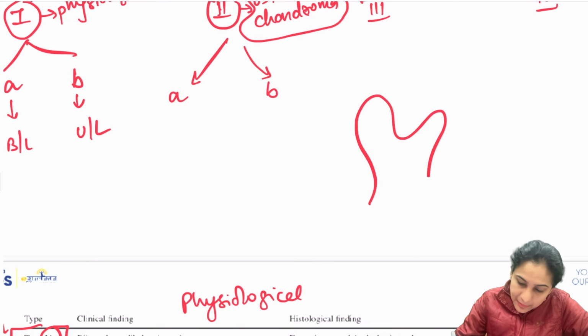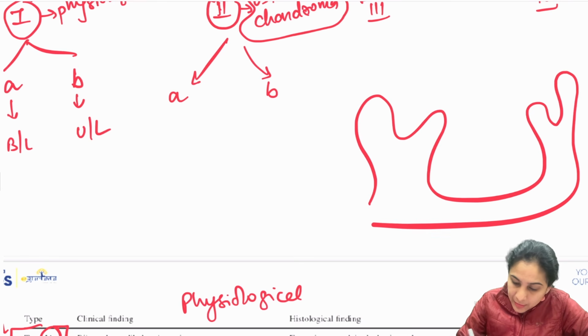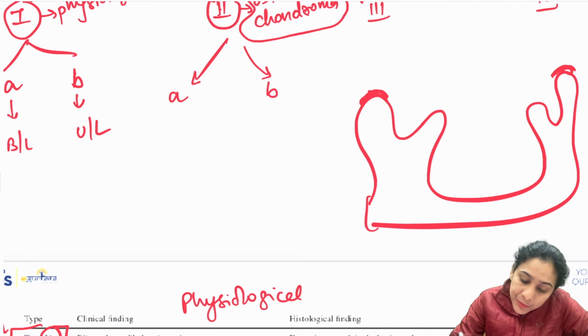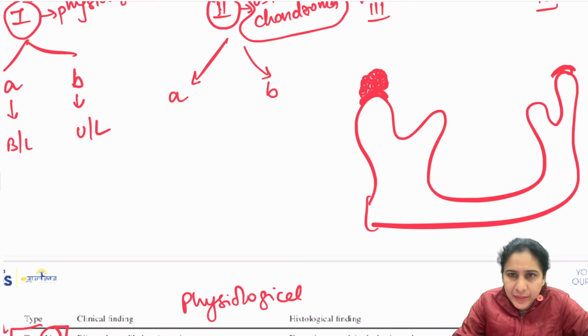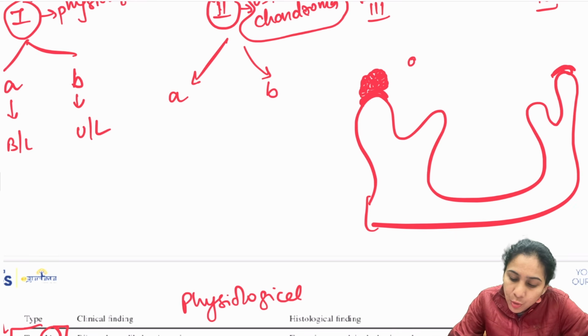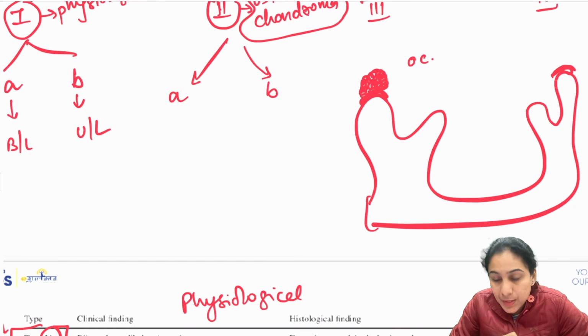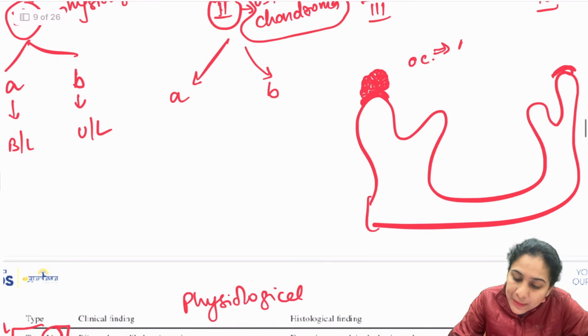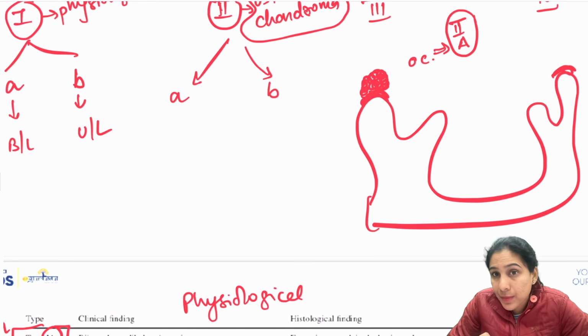So if this is the mandibular condyle, right? If there is a tumor here in the cartilage, obviously the tumor will grow like this because the space is within the joint. Everywhere else it's a closed structure, right? So this is how an osteochondroma will look. But this will be osteochondroma type A. So this will be condylar hyperplasia type 2A.